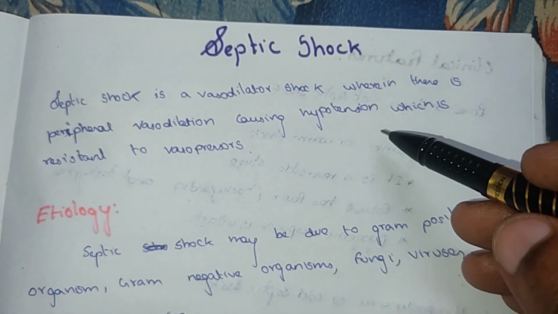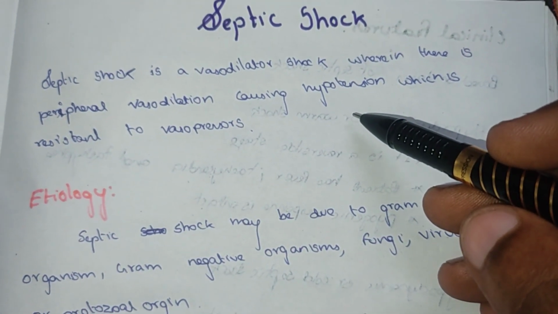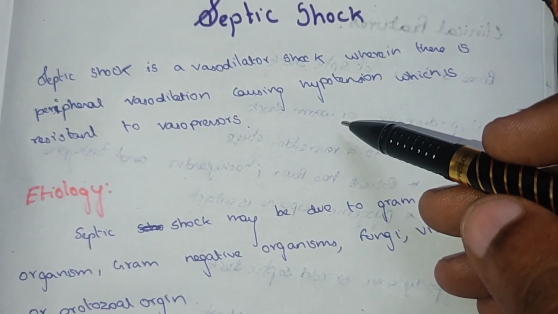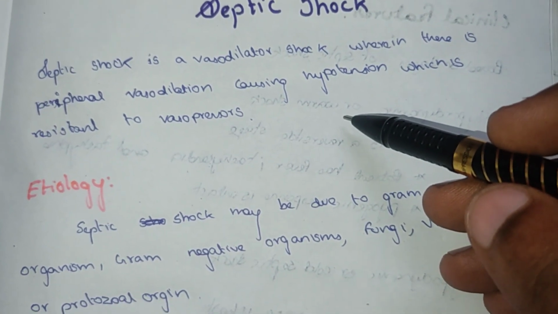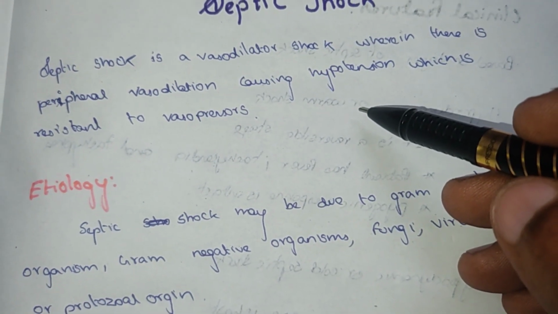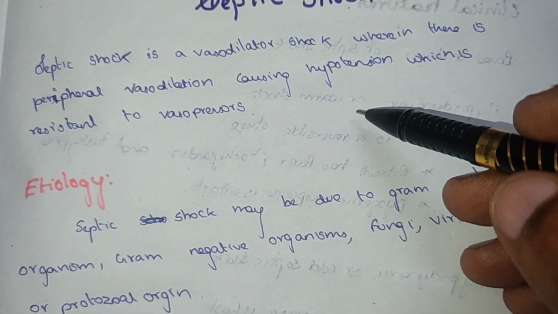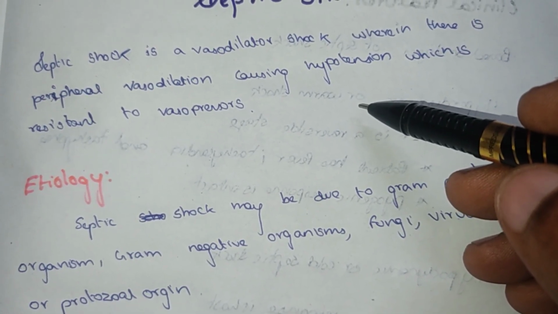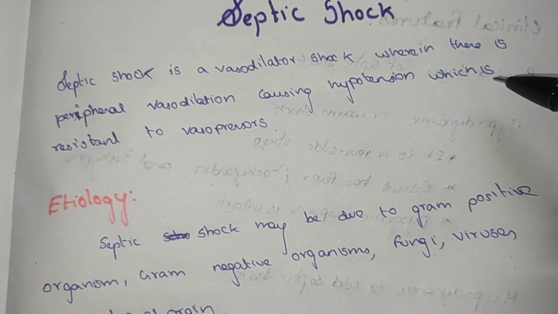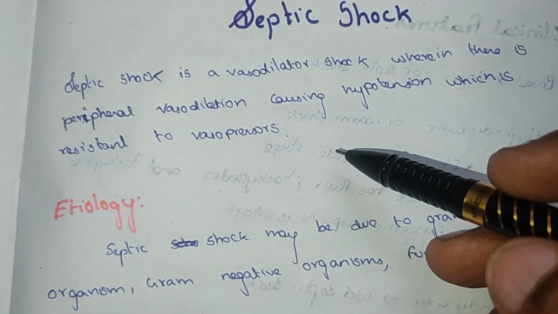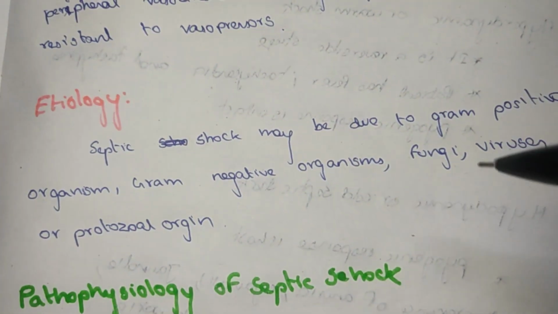Generally, hypotension means decrease in blood pressure. Due to the vasodilation, there is a decrease in blood pressure. What is BP? The lateral pressure exerted by the blood is known as blood pressure. When the tube is narrow, there will be lateral pressure exerted by the blood. When there is vasodilation, the blood flows easily. There is no pressure at the lateral wall of the blood vessels, so blood pressure decreases, which causes hypotension, and this is resistant to the vasopressors.